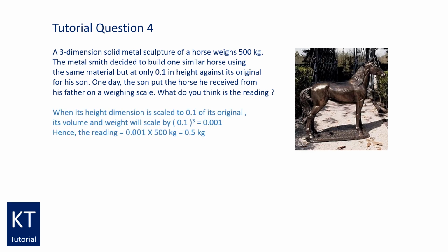When its height dimension is scaled to 0.1 of its original, its volume as well as its weight will scale by 0.1 to the power of 3, which is equal to 0.001. Hence, the reading should be at 0.001 times 500 kilograms, and this is 0.5 kilograms.